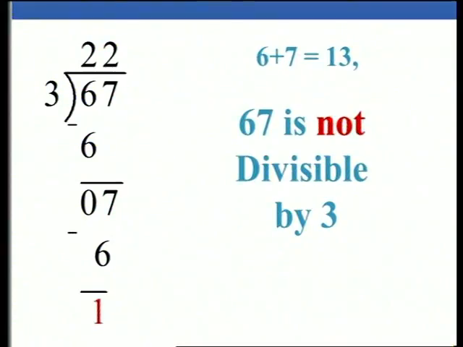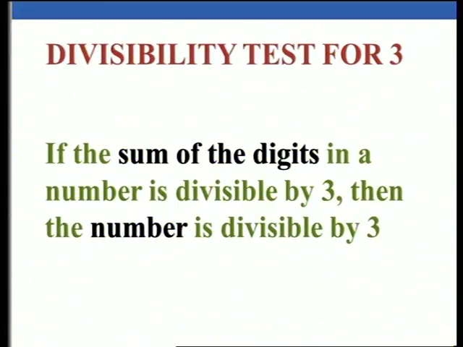Very good, sir. This 67 is not divisible by 3, but we can use the complete long division method to see the same thing. If I divide 67 by 3, the quotient will be 22 and the remainder is 1, which is not 0. Then definitely I can say that this 67 is not divisible by 3. In short, if the sum of the digits in a number is divisible by 3, the number itself is divisible by 3. Yes, sir. In a similar way, the test of divisibility of 9 works.